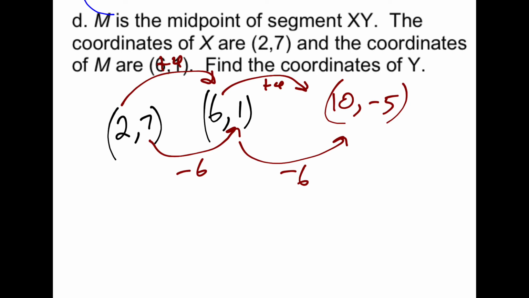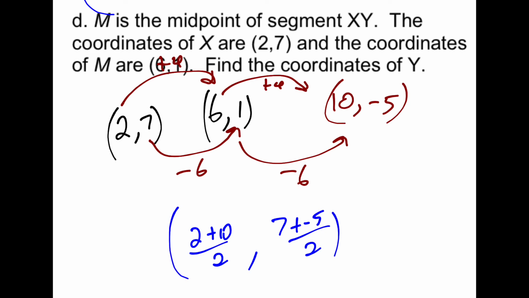If I want to test to see if it was right, 2 plus 10 over 2, 7 plus a negative 5 over 2, and this gives me 6, 1, which is my midpoint. So I did it right.